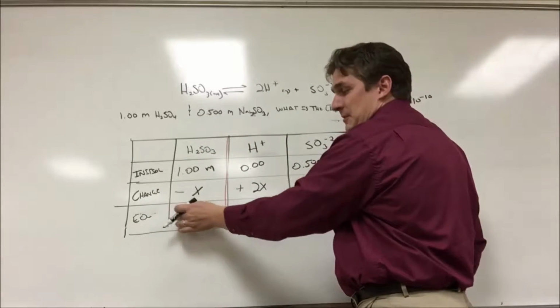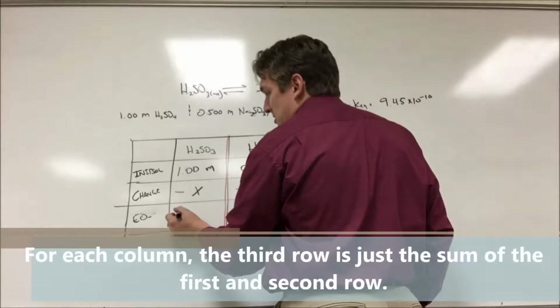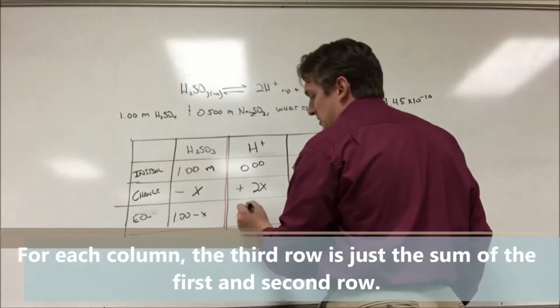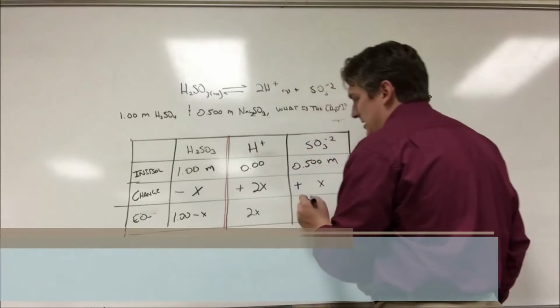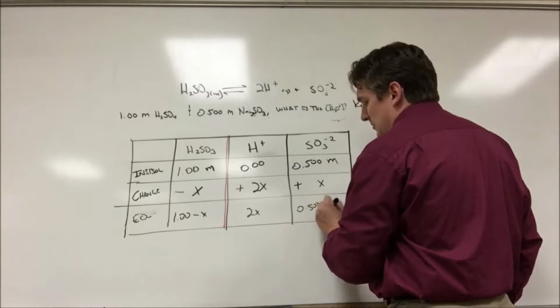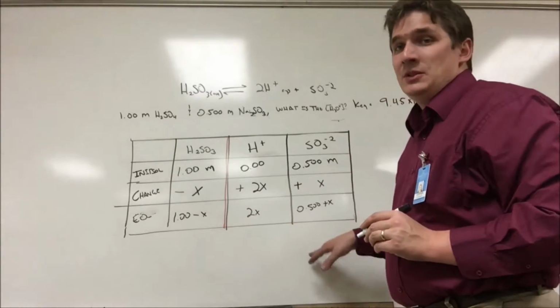Our final table here needs to be the sum of these two cells. So in this case, my concentration of H2SO3 is 1.00 minus X. My concentration of H+ is 2X. And my concentration of SO3 is 0.500 plus X. These are the values I'm going to substitute into the equilibrium expression.